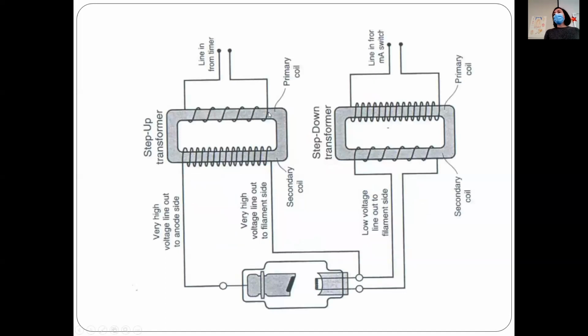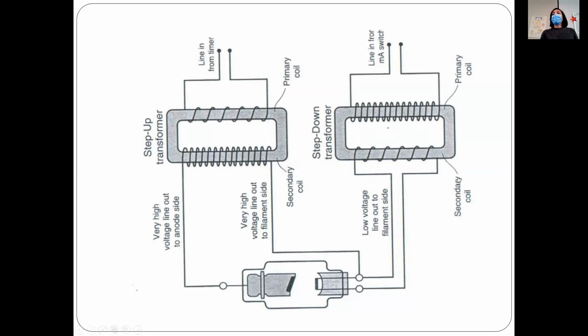Here's another image again of the step down coil, because you see there's more coils on the primary, less on the secondary. Here's an image of the step up, fewer on the primary, more on the secondary, connected to the anode. And see, this image shows it. See how it's connected to this side as well. So the step up transformer has to be connected to both sides because it's accelerating them across.